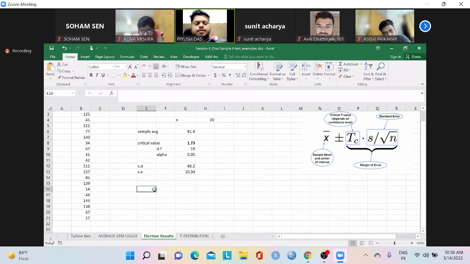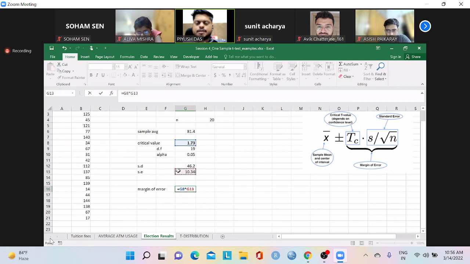Right. So this margin of error is my critical value 1.73 multiplied by my standard error. If you look into this formula, it is my critical value multiplied by standard error. I did the same thing, right? 17.9.